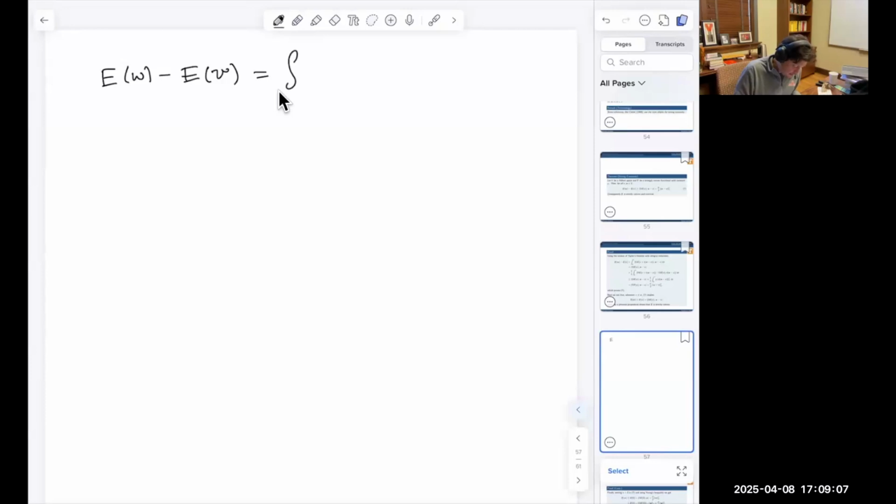And this has to be equal to the integral from 0 to 1, duality pairing dE. What goes on the inside? It's going to be V plus T times W minus V. And we need to act on that in the dual pairing with W minus V. That is all dependent on time, right? So the thing we want to add and subtract is going to be DE(V).